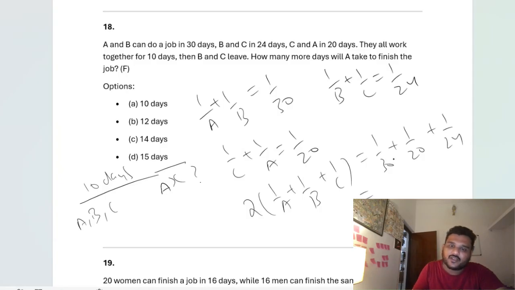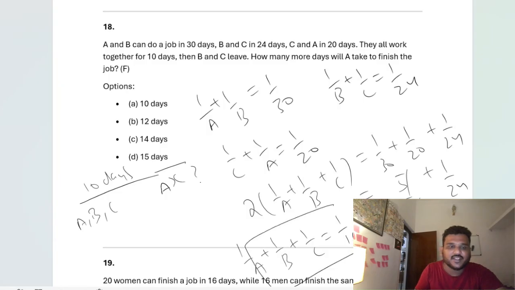So if we solve this, this is 50 upon 600. So this is 2 by 24 plus 1 by 24, 3 by 24, so 1 by 8. So together this comes out to be 1 by A plus 1 by B plus 1 by C comes out to be 1 by 16. So together it is 16 days.